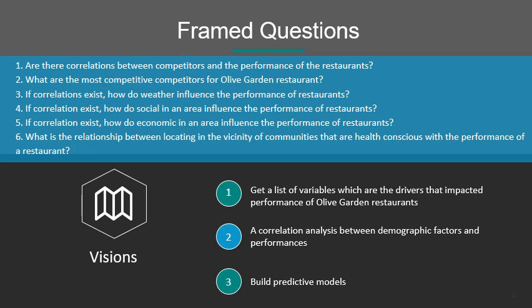Then we will build linear regression models with the performance trend index as the dependent variable and various correlated demographic features as independent variables. With the linear regression model, we will be able to draw predictive conclusions and make strategic suggestions to Olive Garden restaurant.